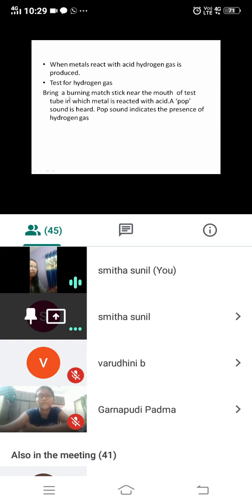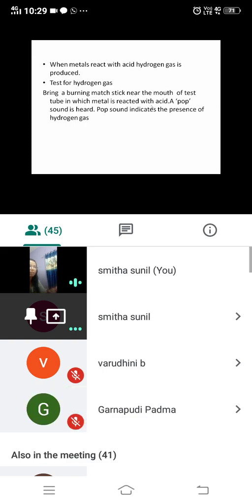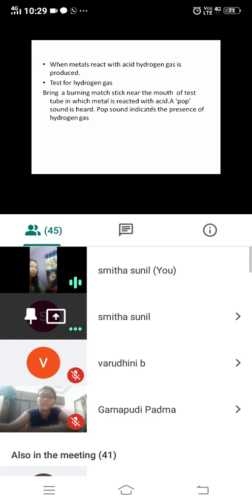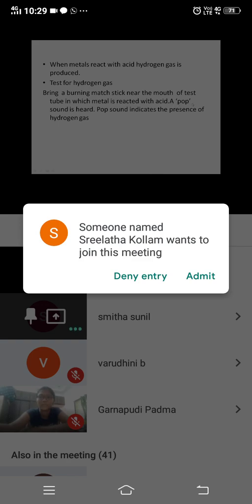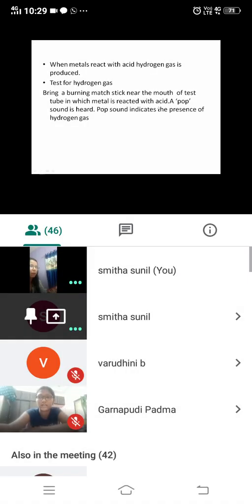Bring a burning matchstick near the mouth of the test tube in which metal is reacted with acid. Suppose you are taking metal and putting hydrochloric acid in it. In the mouth of that test tube, you bring a burning matchstick. When you bring a burning matchstick near the mouth of the test tube, you will hear a pop sound. This pop sound indicates the presence of hydrogen gas. This test for hydrogen is very important.